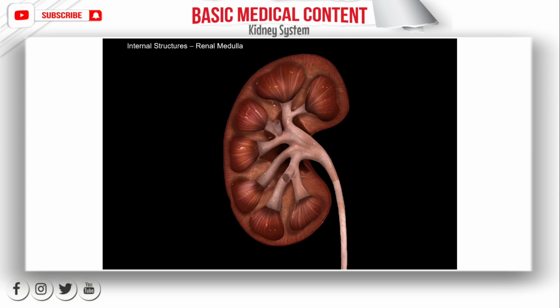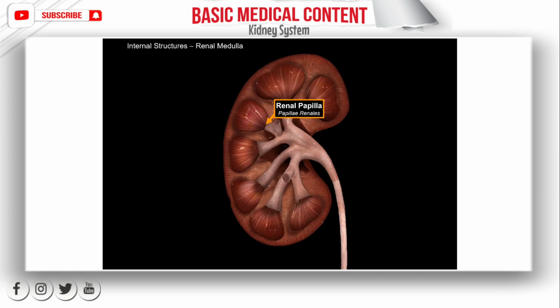Now the renal pyramid is called a pyramid because of its shape. There's going to be a base which is directed towards the cortex, and on the other side there's going to be the apex of the renal pyramid. And these apices will fuse together to form the renal papilla. And I'll show you this in a little more detail when we go through the nephron.